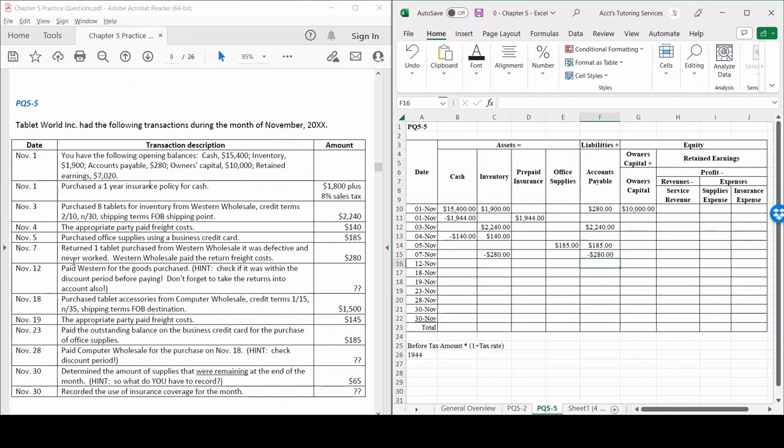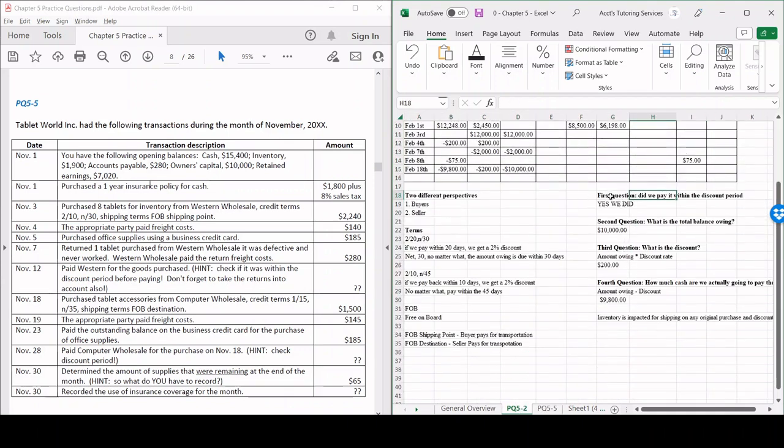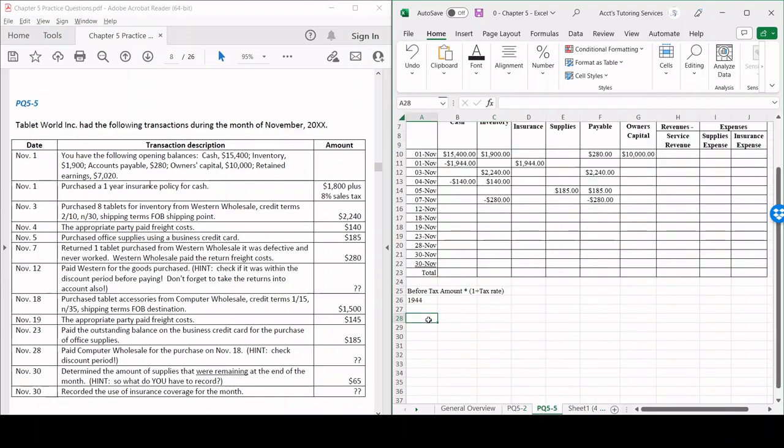Now on November 12th, we paid Western for the goods purchased. Hint, check if it was within the discount period before paying. Don't forget to take the return into account also. Remember over here, we set up 4 questions. Let's copy and paste these over here again, and we can apply these again.